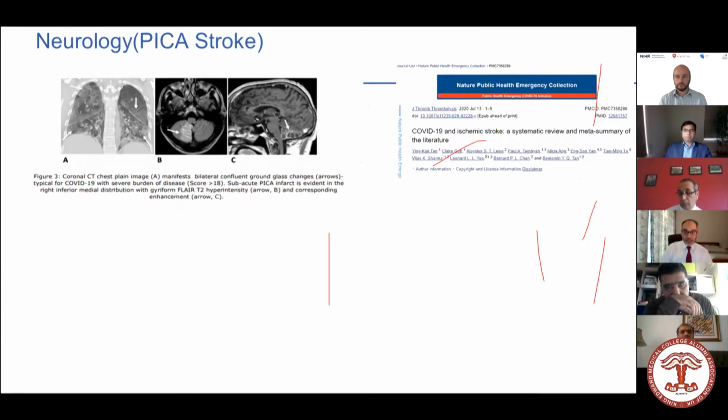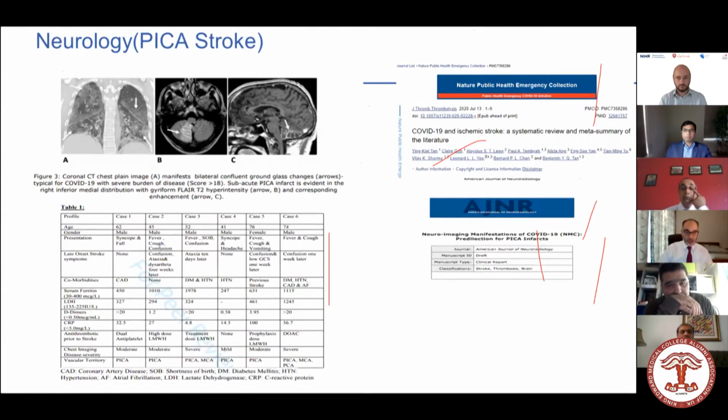Why they involve the posterior inferior cerebellar artery, we have explained in an article. We submitted this, as you can see, to the American Journal of Neuroradiology. We had 6 cases. All of those 6 cases had mostly late presentation, even a week to 10 days after COVID symptoms. They had a few comorbidities. They had raised inflammatory markers, and mostly they had raised D-dimers as well. One of the most striking things is that they were given some sort of antithrombotics, whether dual antiplatelets, high dose low molecular weight heparin, or even DOACs. Still, despite that, they got these PICA strokes.